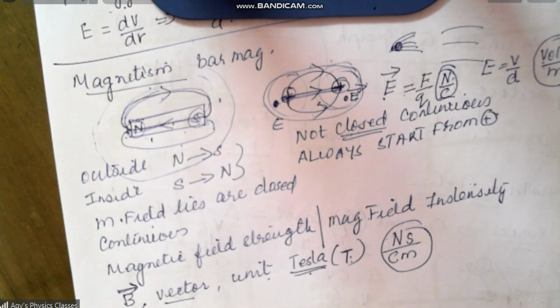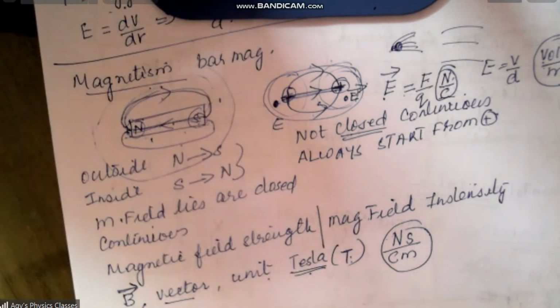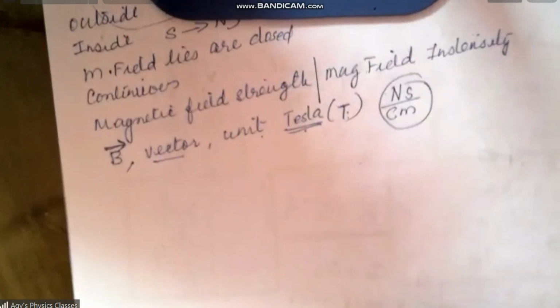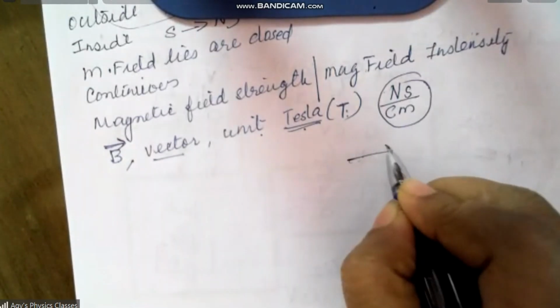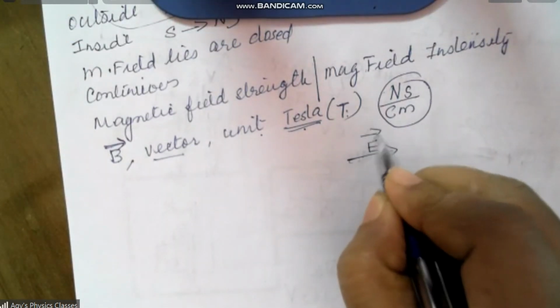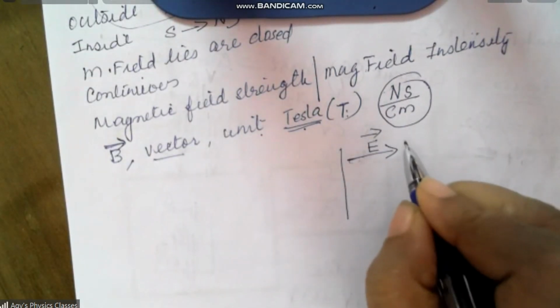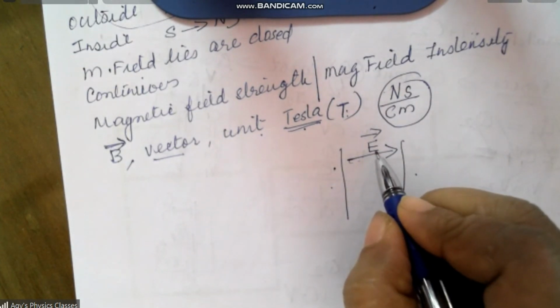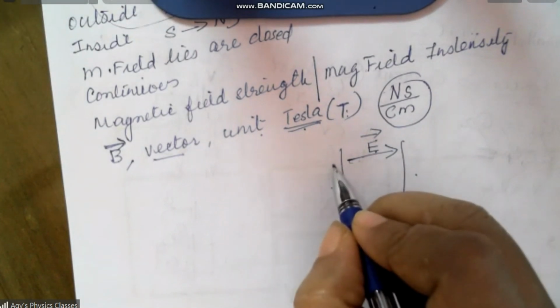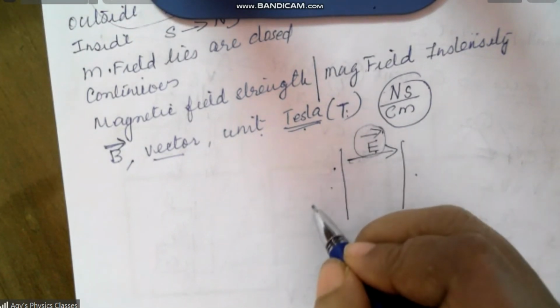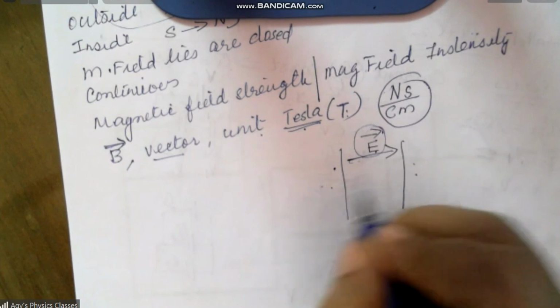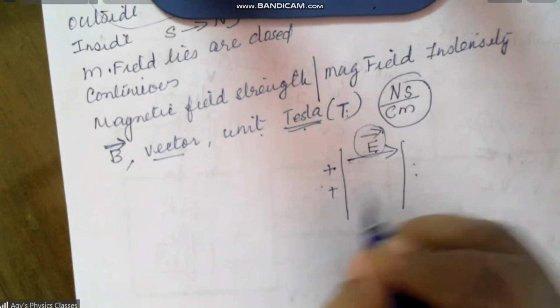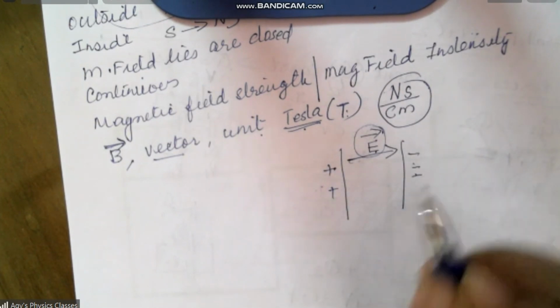Now, what is the direction of the electric field? If the electric field is in this way, what can I draw over here and over here? Electric field is caused by charges. So you should not put poles on that. So positive to negative.